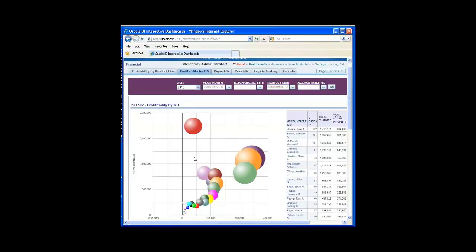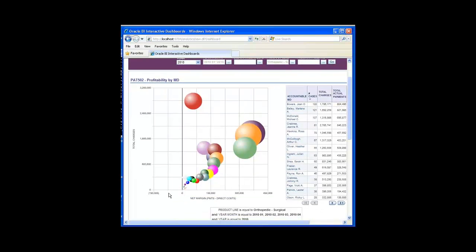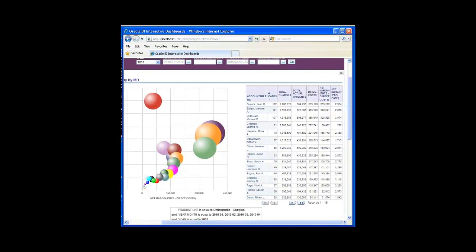So similar to a scatter plot, we've got a graph here that shows my profitability on the bottom axis, total charges on the y-axis. But what I'm seeing here is a bubble for each physician. The size of the bubble represents the number of cases. So as I mouse over this particular bubble, I see the number 81. 81 is Gene Crabtree. So I can see the individual physicians in a tabular fashion over to the right that had the most cases.